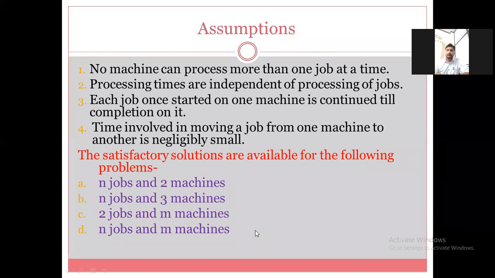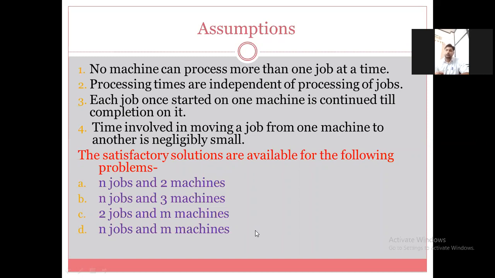And the fourth one is, time involved in moving a job from one machine to another is negligibly small. Then next point, satisfactory solutions are available.